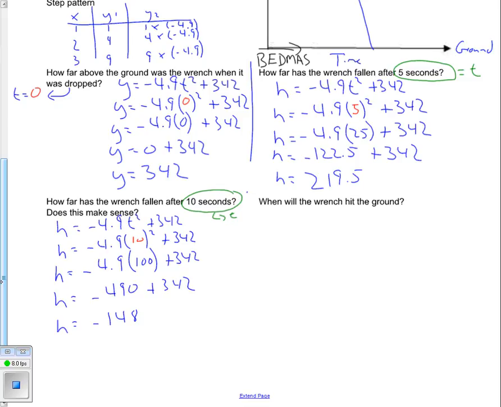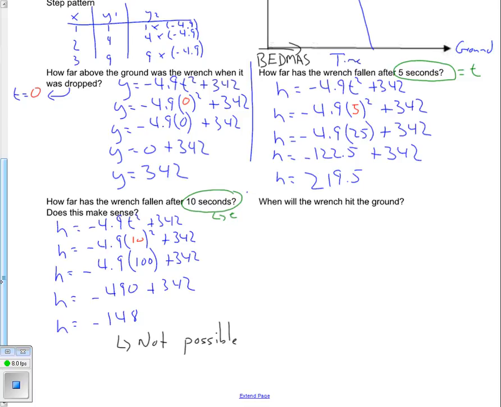So after 10 seconds, the wrench has fallen negative 148 feet. Does this make any sense? Is it possible to fall a negative distance? No, it does not make sense. When the wrench actually hits the ground, it's going to stop falling. It's not going to fall 148 feet into the earth. So it has to fall for somewhere between 5 and 10 seconds, which is the final amount of time that it has actually fallen for.